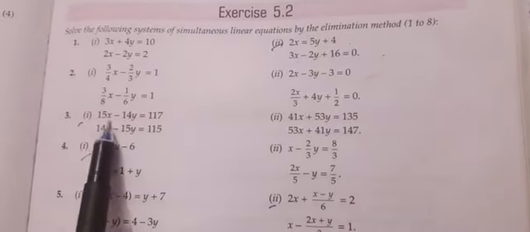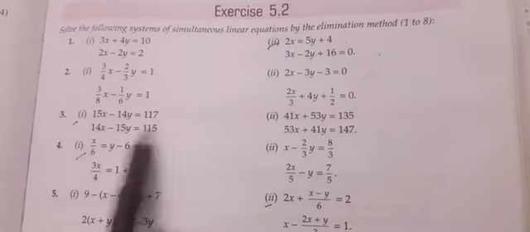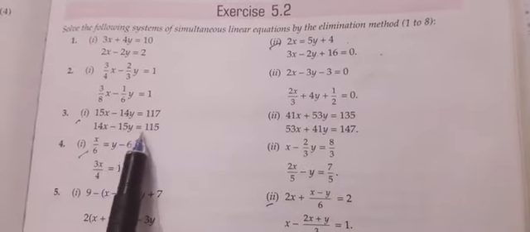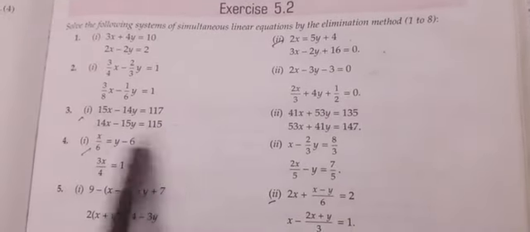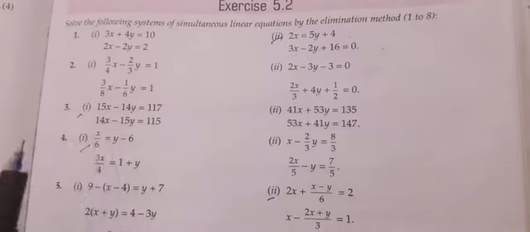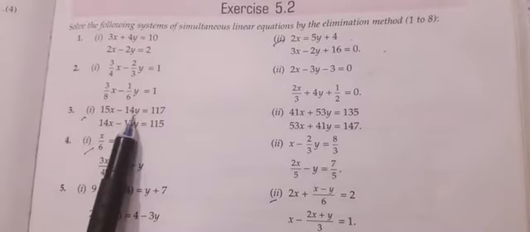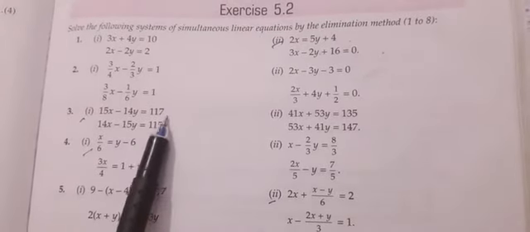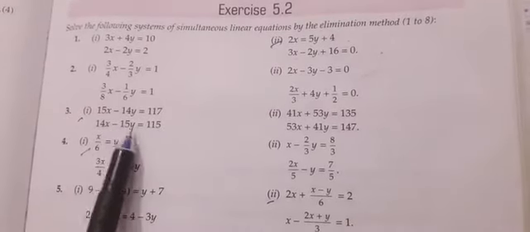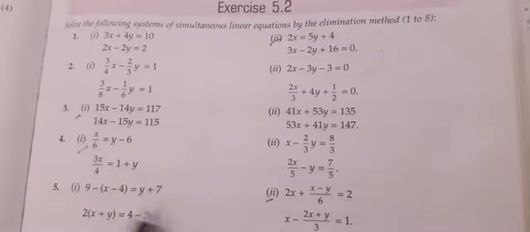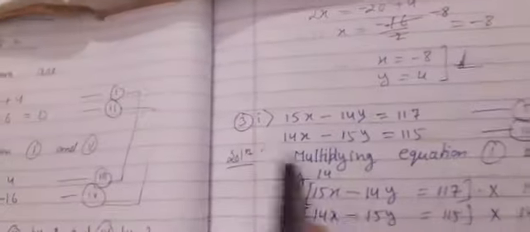So the question is 15x minus 14y is equal to 117, and 14x minus 15y is equal to 115. I am going to solve it to get the values of x and y. First of all, we have seen that the equation is already arranged properly. X and y terms are on the LHS and the constant term on the RHS. So the linear equations in two variables are properly arranged. So no need to rearrange or shuffle the numbers. We will directly start the sum.